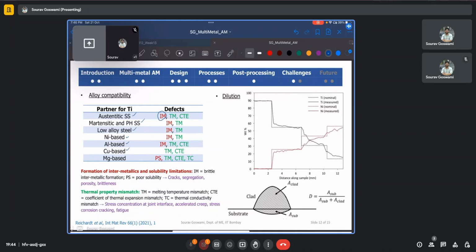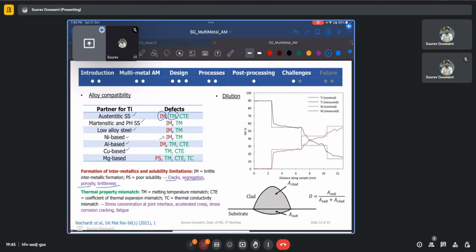and some thermal property mismatches, which may also include the melting temperature mismatch and the coefficient of thermal expansion, which can lead to residual stresses, and the thermal conductivity mismatch. The overall effect of all of this would be the stress concentration at the joint interface, accelerated creep, the stress corrosion cracking, as well as the high temperature fatigue. Similarly, when we are combining it with some other steels or some other nickel-based alloys, again we have the formation of intermetallic particles, which will lead to the cracks, segregation, porosity, and brittleness.